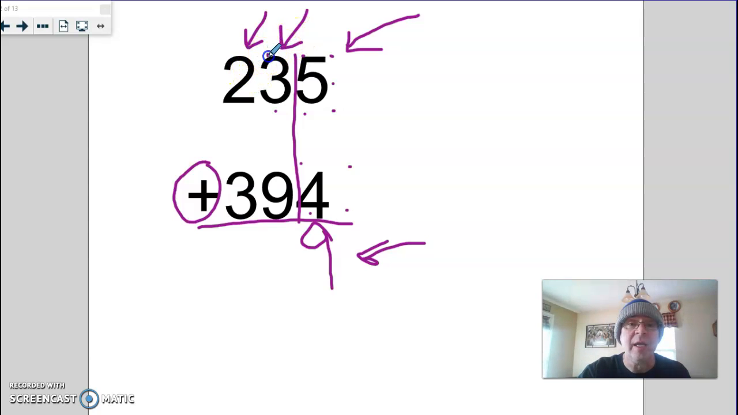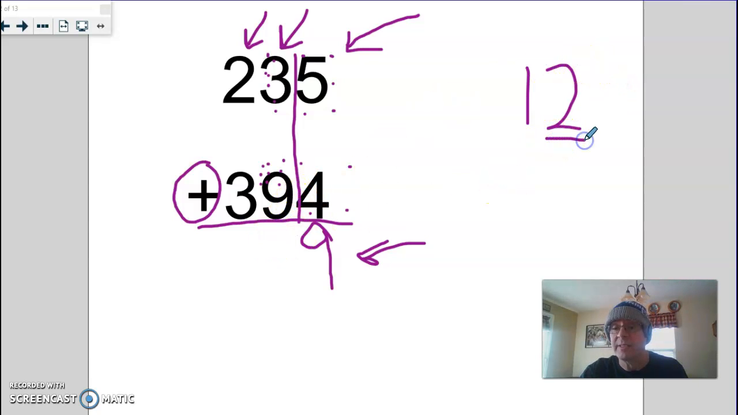Now we go to the top of the tens. We've got 3, 1, 2, 3, plus 9, 1, 2, 3, 4, 5, 6, 7, 8, 9. And when I add those up, 9, 10, 11, 12, I get 12. Now the sum for 9 plus 3 is 12. So we can't put both digits down here. We only take the ones place, don't we? We take the ones place and put it here. And we carry the tens place.